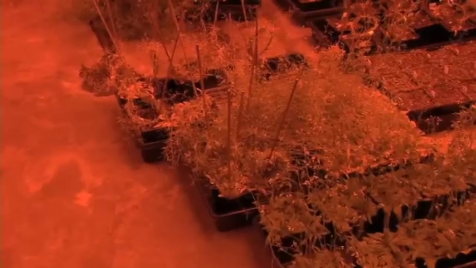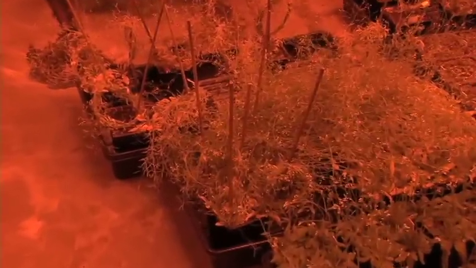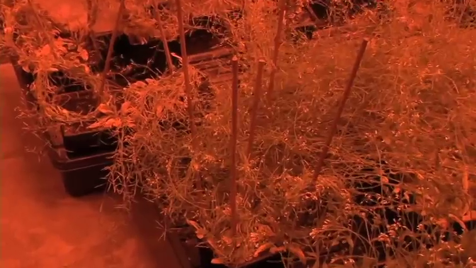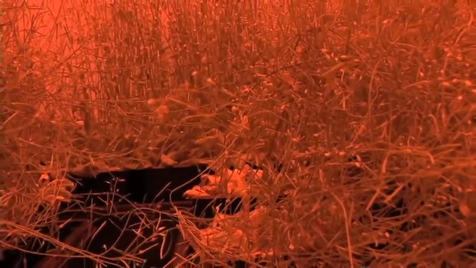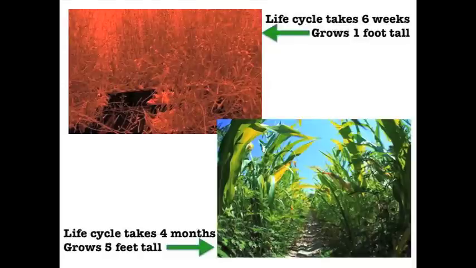Take these plants for example. These plants are called Arabidopsis. They have a life cycle of about 6 weeks and grow to be about a foot tall. Compare this to corn, which has a life cycle of about 4 months and can grow about 5 feet tall or sometimes even taller. This makes Arabidopsis much easier to study than corn.